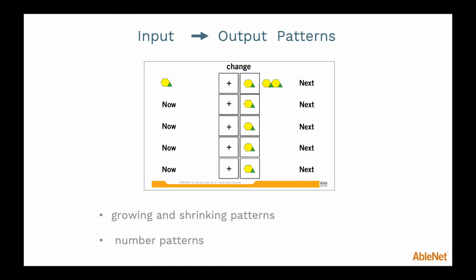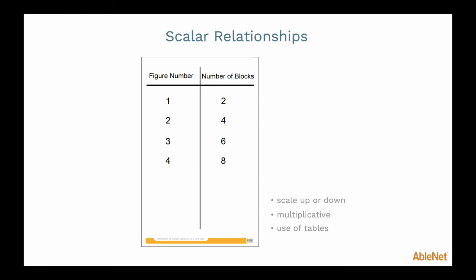Input-output patterns begin in the curriculum with creating and describing geometric growing and shrinking patterns. Students see where a figure begins and describe how the pattern changes using a pattern core or change. This leads into describing the amount of figures in a pattern, relating to the concept of functions and number patterns. Students are introduced to scalar relationships using tables.